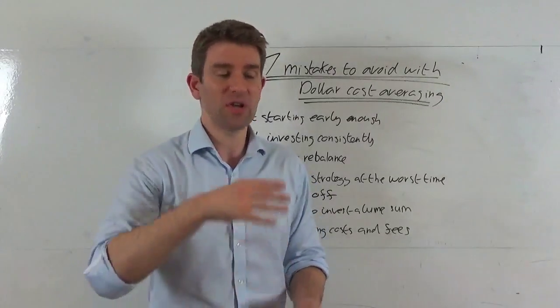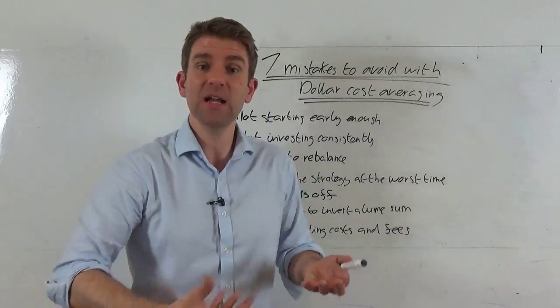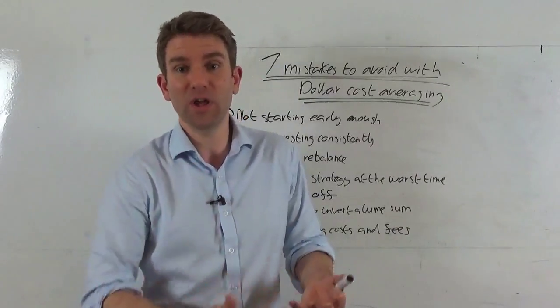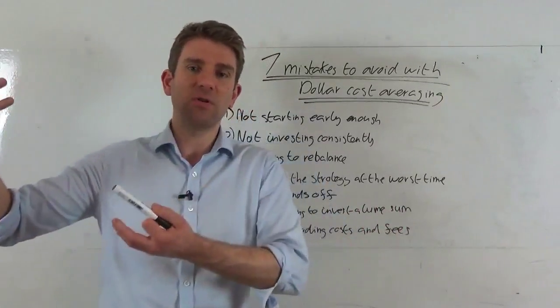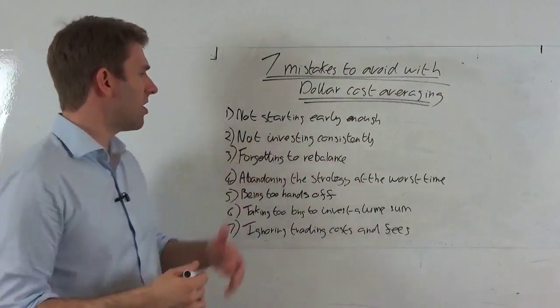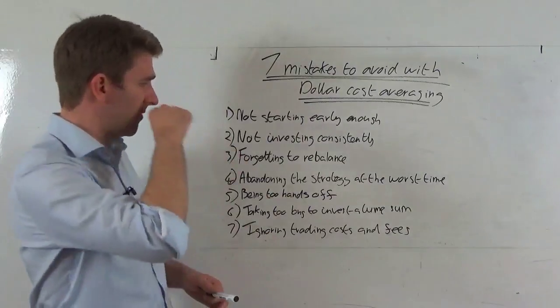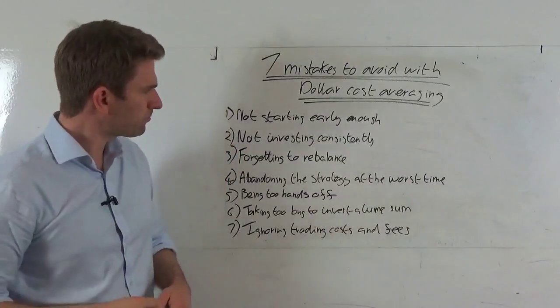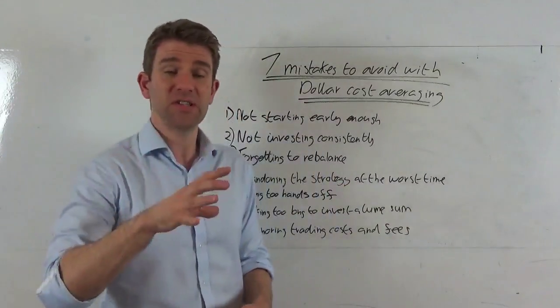And if you get the right time, if you're not timing the market per se, but if you happen to be in a good cycle and you're in a good growth, that's going to turn into a significant amount in a very short time, especially if you're adding to it all the time. So start as early as you can with dollar cost averaging for the best success. All right, number 2. Not investing consistently.